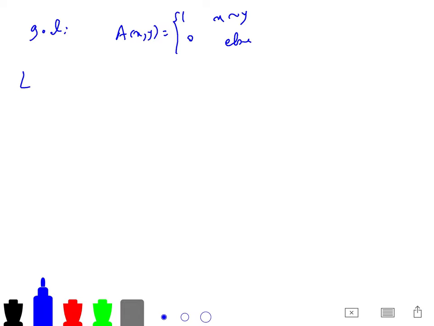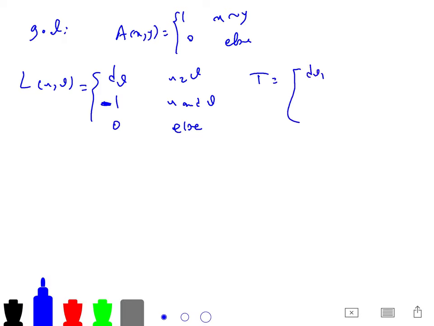And the Laplacian, before I introduce the Laplacian, I just introduce this L. If U is equal to V, it is just the degree of vertex V. If U and V are adjacent, then it is minus 1, and otherwise it is 0. So T is a diagonal matrix, with d_v1 through d_vn, and 0 otherwise.